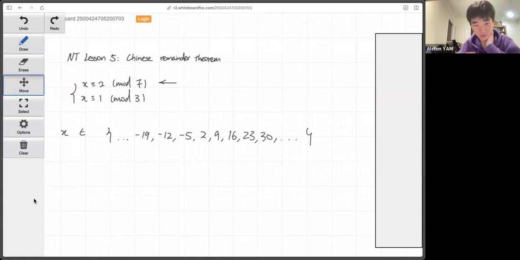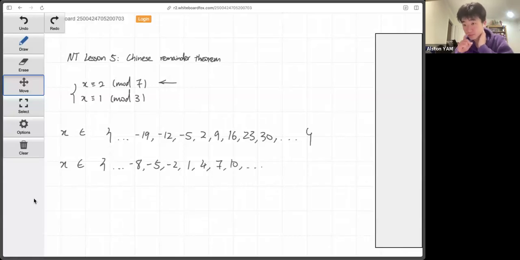And then we also know something else, right? We also know that x must be in another set, and that is 1 mod 3. So that must be a bunch of negative numbers. It can go all the way that way: negative 8, negative 5, negative 2, 1, 4, 7, 10, etc. So x must also be in this set.